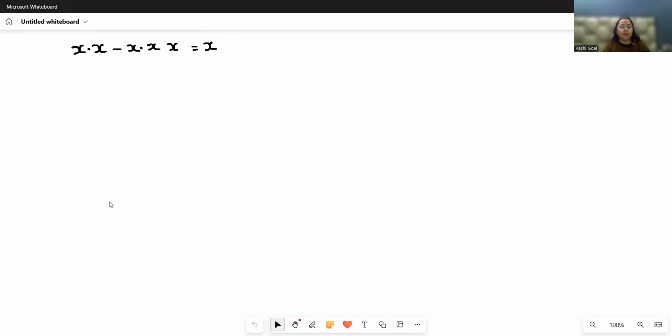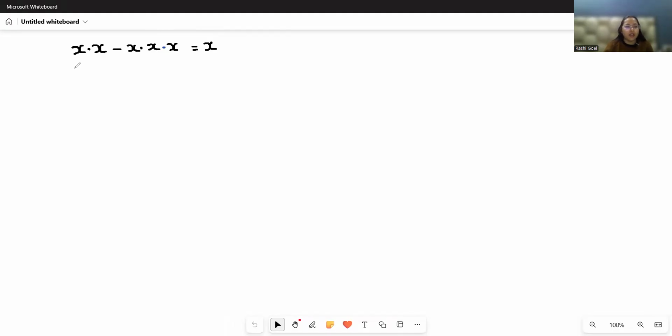So this equation brings complex numbers again. So let's solve it carefully. So x·x − x·x·x = x. Here dot means multiplication, and we have to find the value of x.